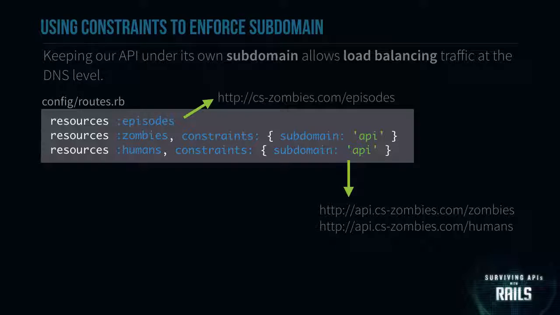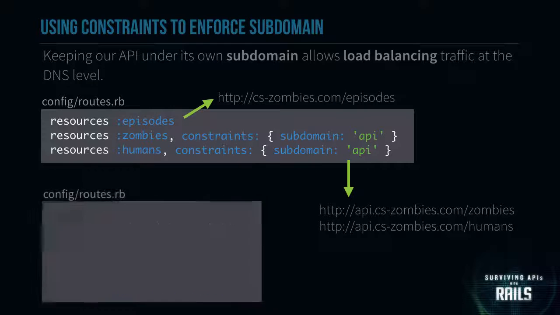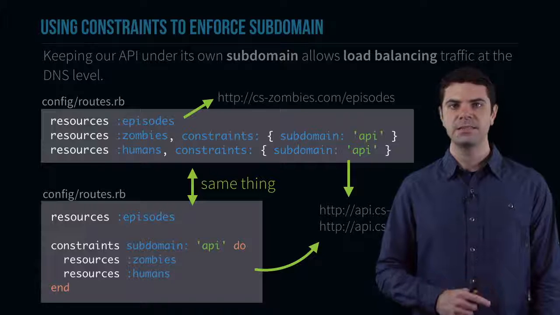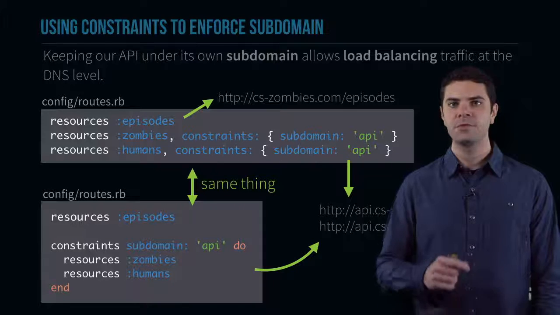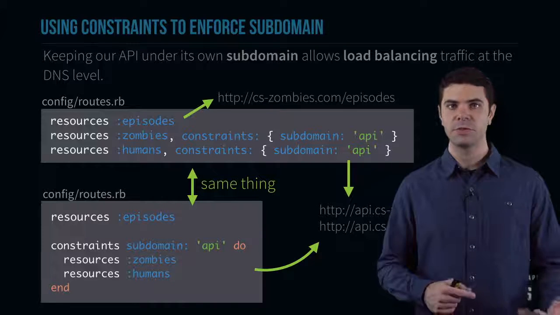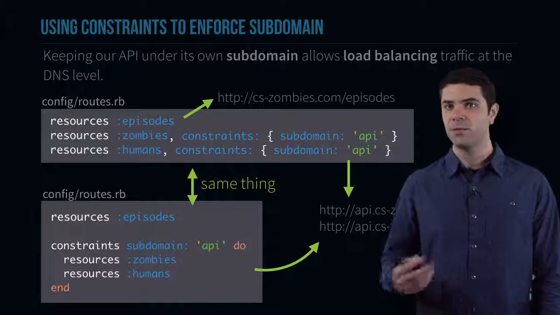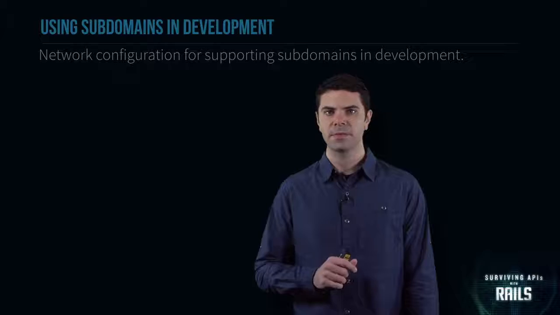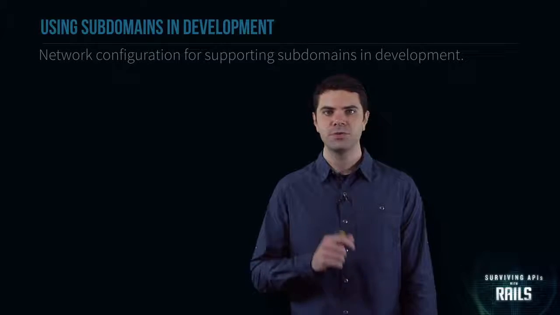We can do that using the constraints option, passing in the subdomain that we want to use. Another way we can write this is using the constraints method that takes the subdomain as an argument in our resources inside of a block. This technique is extremely useful if you're using the same Rails codebase to serve both a website and a web API.